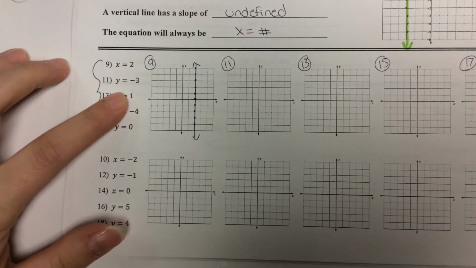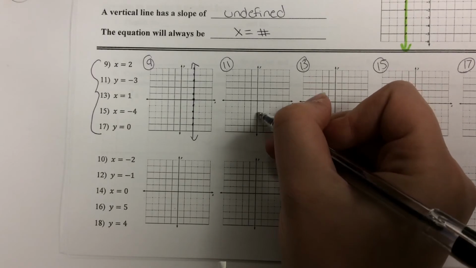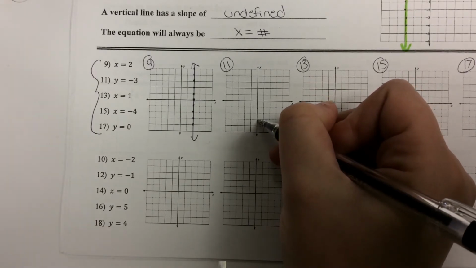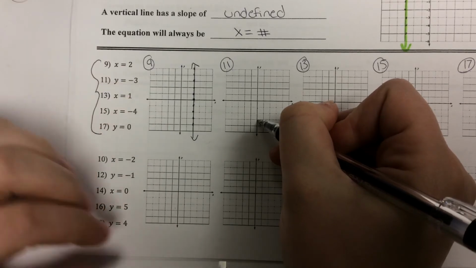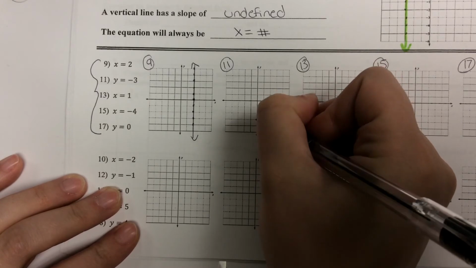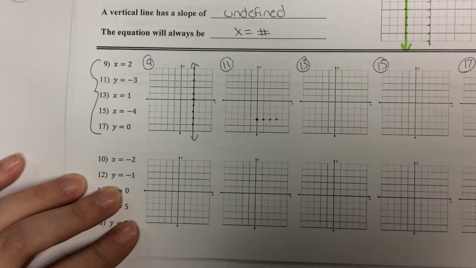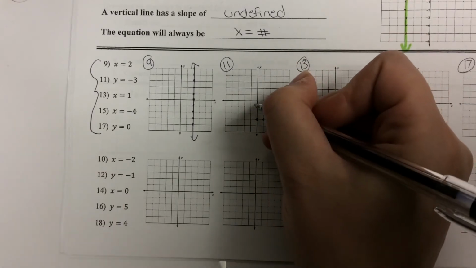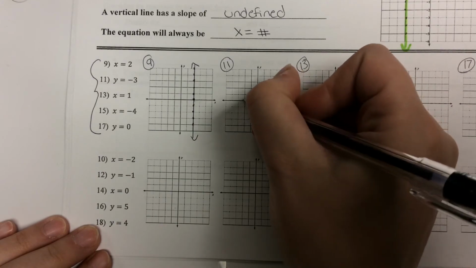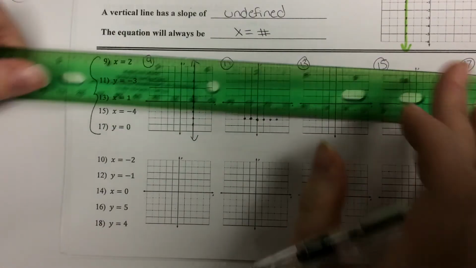We have y equals -3. So let's go to -3 on the y-axis and plot all the points, 1, 2, 3. All the points that have a y coordinate, because we're talking y equals, of -3. So (0, -3), (1, -3), (2, -3), (3, -3). Let's go in the opposite direction. (-1, -3), (-2, -3), etc. Okay? You're starting to see the pattern happening here.